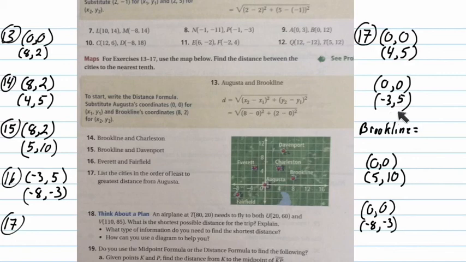Okay. Down here, the 5s are the same. That makes that easy. But that's going to be a 9, right? When you square it. So which one's closer? Would Charleston be closer or Everett? Closer meaning the shorter distance. Which is going to have the shorter distance? Charleston or Everett?